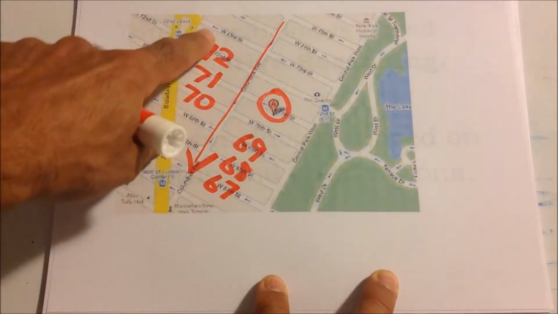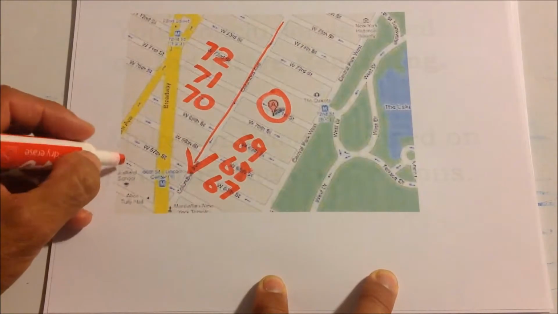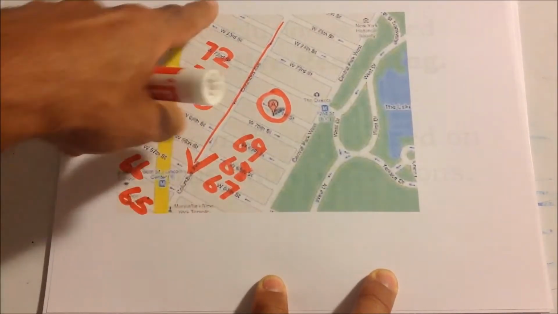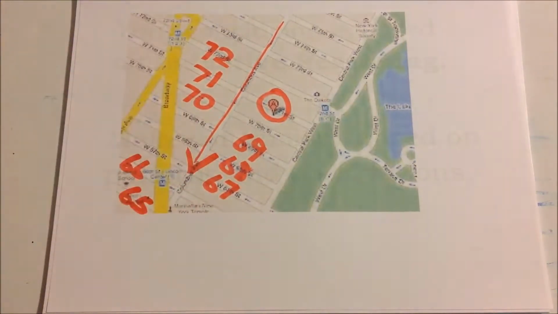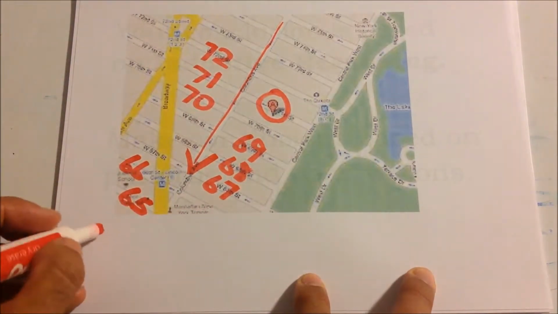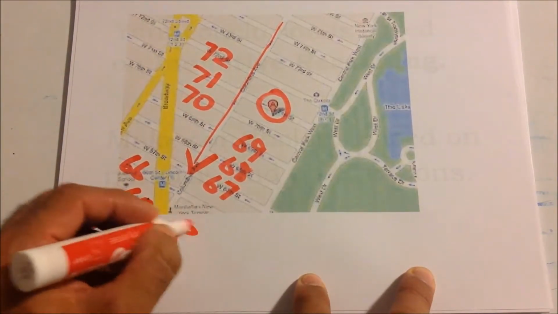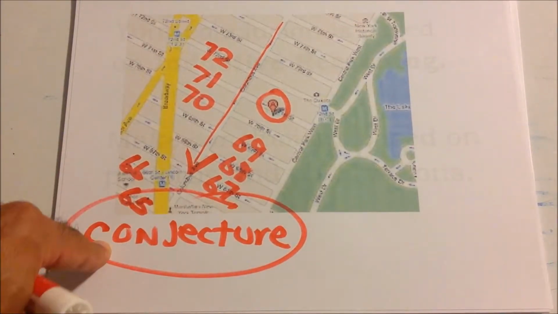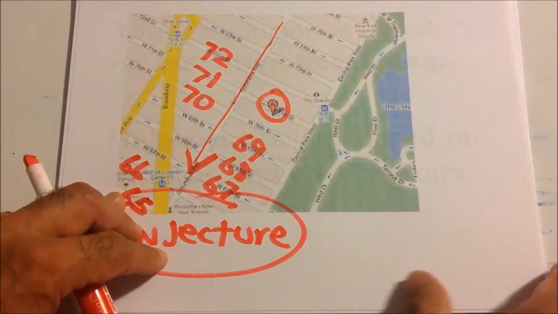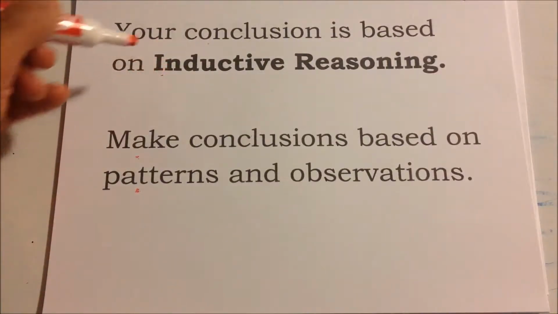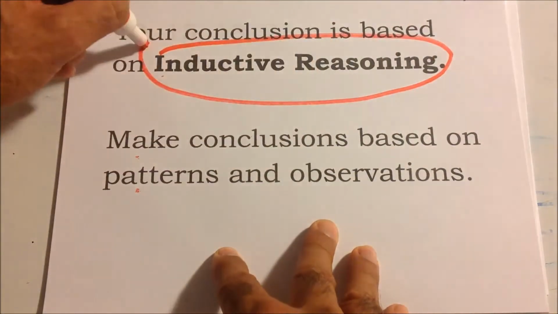So we can make an educated guess, as we're seeing a pattern, that this must be 66th Street, and that must be 65th. That is our educated guess. We see a pattern and we make a guess like that. We're saying that our conjecture, and we'll talk about this term again, conjecture, is our answer. So our conclusion, our conjecture, is based on inductive reasoning. We've got to remember this term, inductive reasoning.